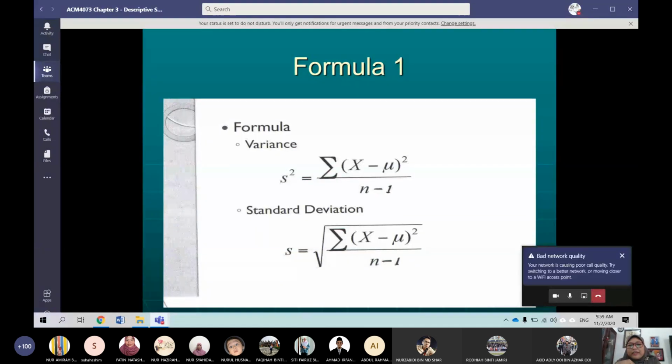Okay. So remember the variance S2. So this is the formula if we want to look for S2.